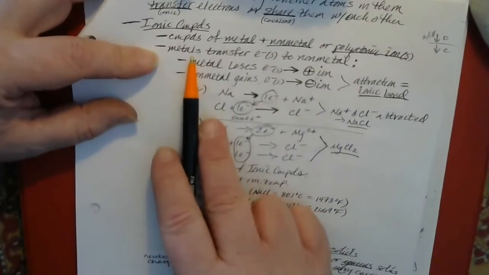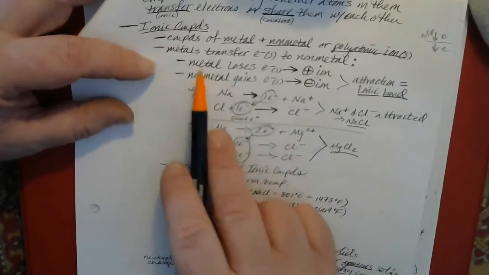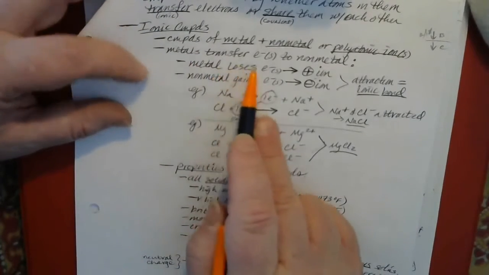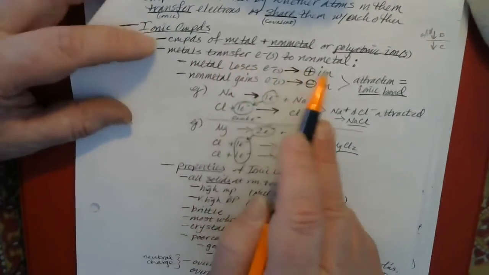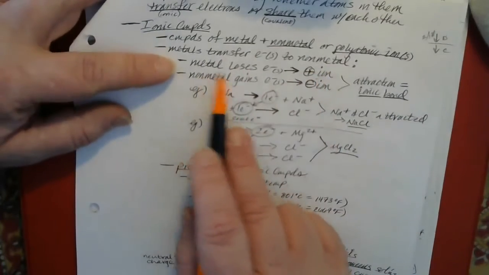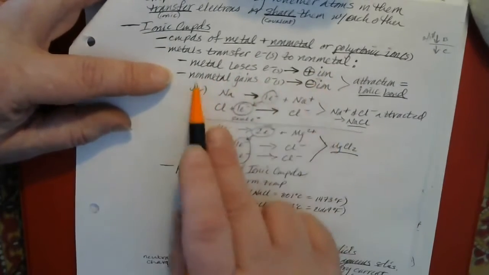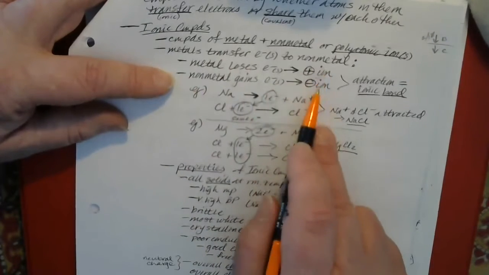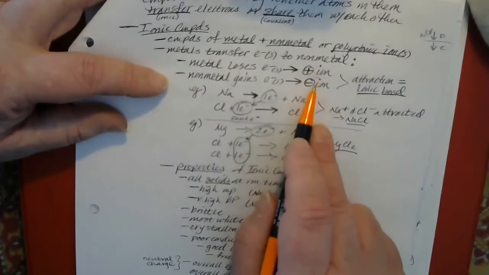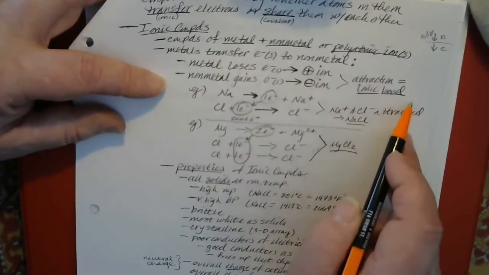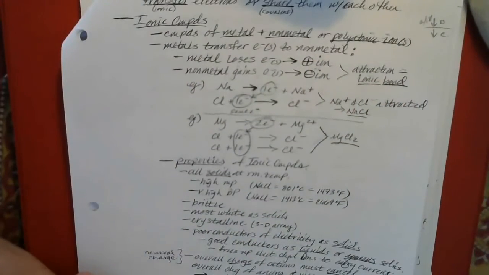And essentially, going back to the beginning, what happens is that you'll have a metal, or a positive ion anyway, that transfers an electron or more than one electron to a nonmetal, and the metal becomes a positive ion, and the nonmetal gains electrons and becomes a negative ion. Positive and negative charges are attracted to each other, and that attraction is what's known as an ionic bond. And you have the beginnings of an ionic compound.